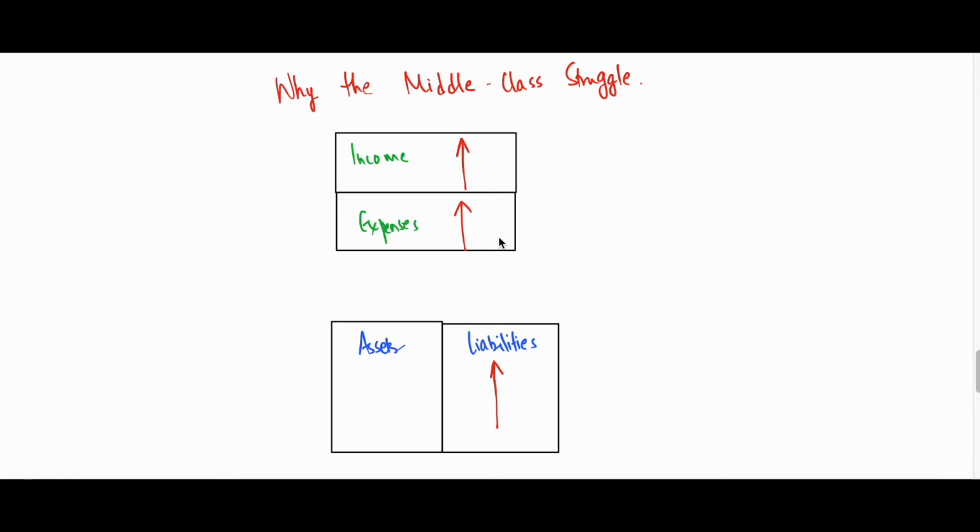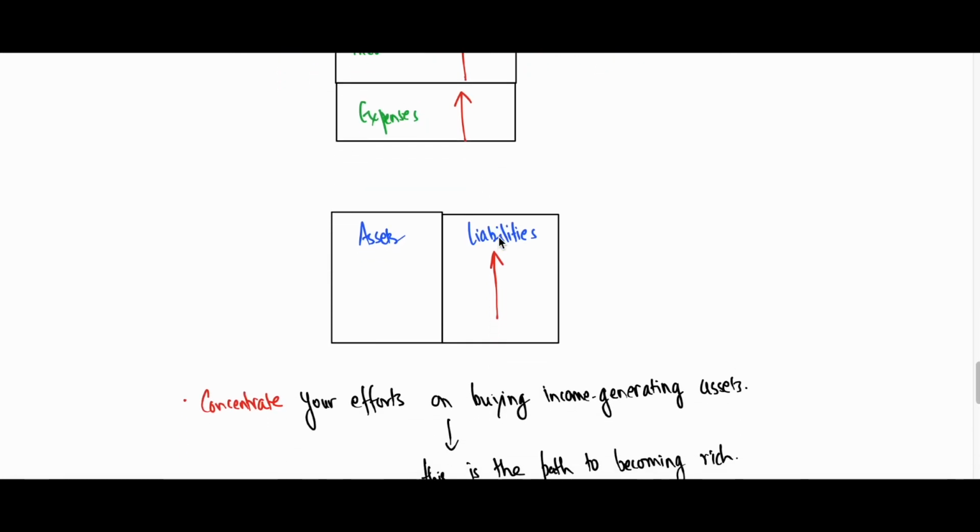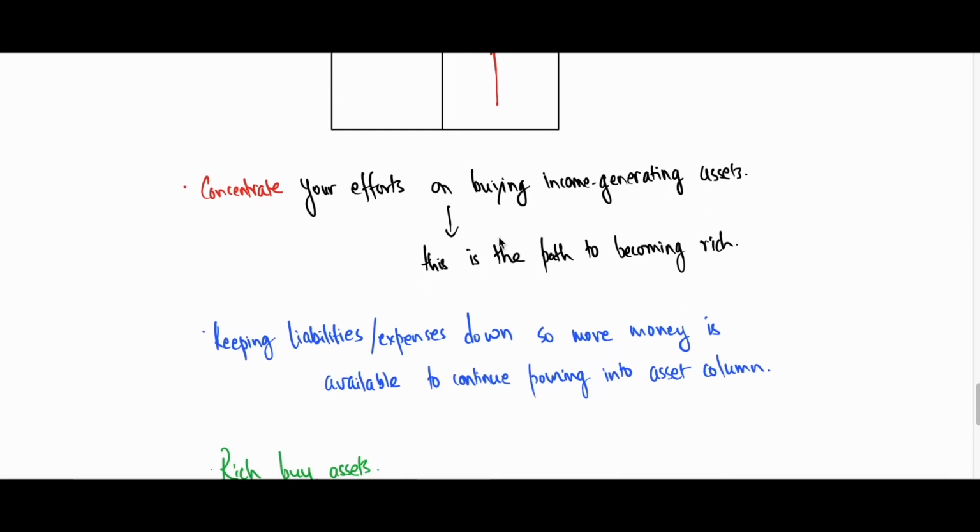So whenever his expenses increase, they have to struggle again and again for the money, because they have only one fixed source of income, and they are not able to generate enough assets to pay for the expenses. That's why they are struggling again and again. So the fundamental summary of this chapter is, you have to concentrate your effort on buying income generating assets, and this is the only path to becoming rich.